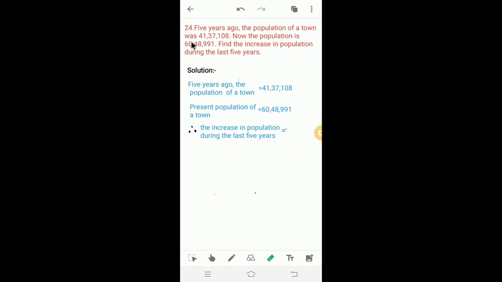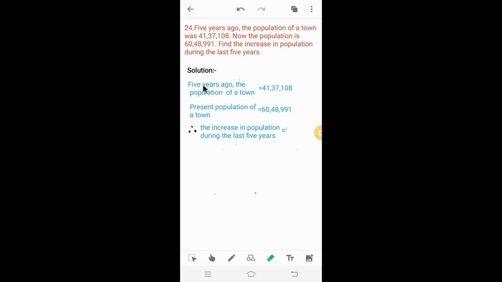Let's solve. Next one. 5 years ago, the population of a town was 41,37,108. Now the population is 60,48,991. Find the increase in population during the last 5 years. Here we have to find the increase in population during the last 5 years.